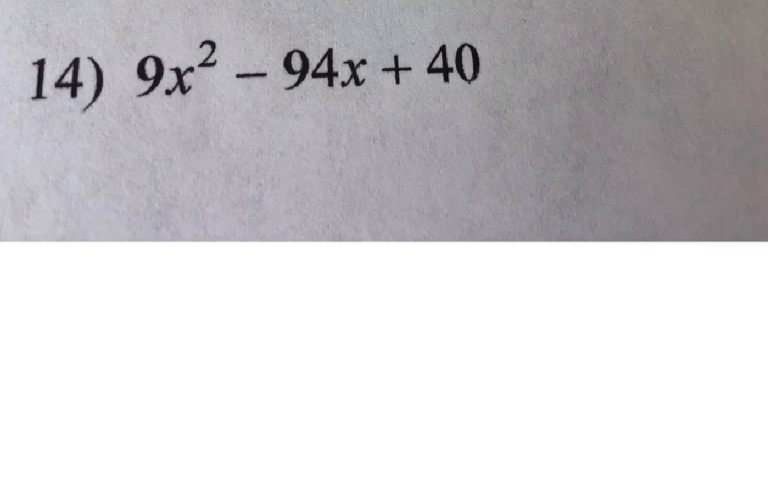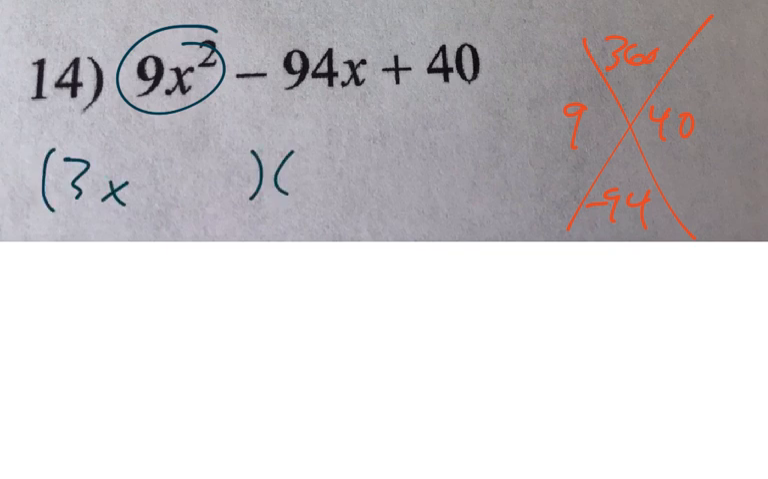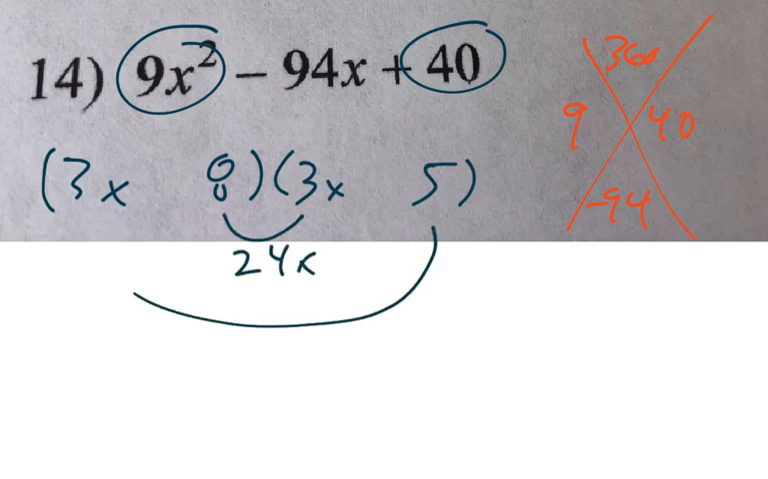All right, let's do this one. Again, if we were doing the x method, we would have to do 9 times 40, 360, with a negative 94 in the middle, right? Well, let's do it my way. 9x squared. For me, the most common way is 3x times 3x, right? What about the 40? The most common way to do 40 is 8 times 5. Now, 8 times 3 is 24. 3 times 5 is 15. That doesn't get close to 94, does it?